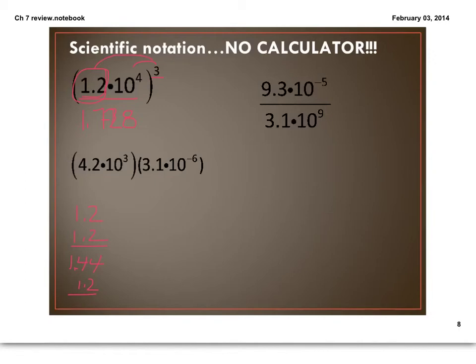So that's how you deal with the first part of the number to the 3rd power. And then I'm going to take 10 to the 4th to the 3rd. So that's going to be times 10 to the 12th power. And so there's my answer in scientific notation. If I wanted to turn that into standard, I would simply take this decimal and move it 12 places to the right.